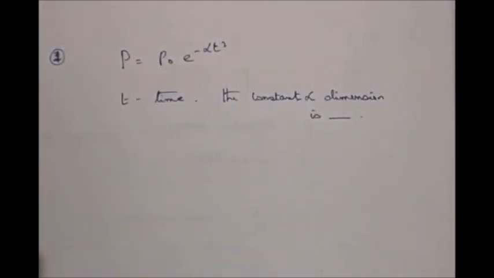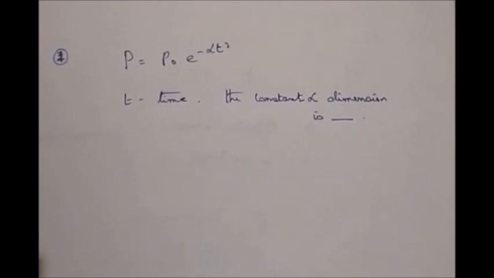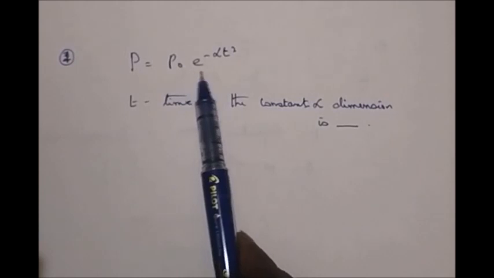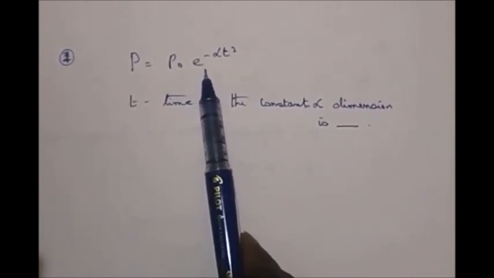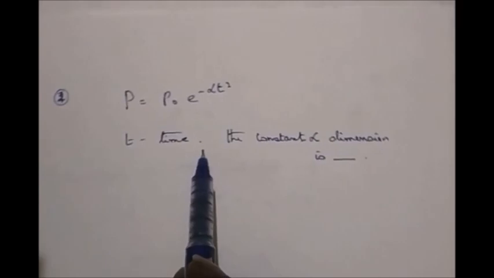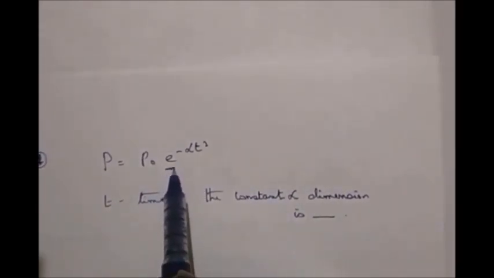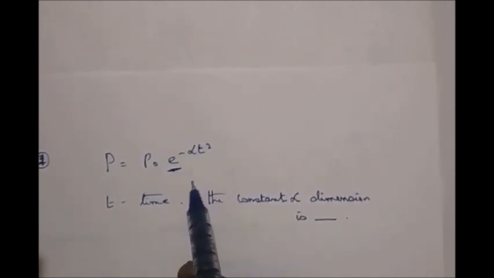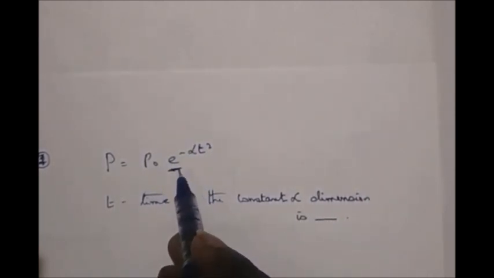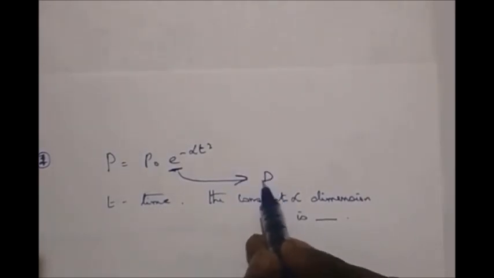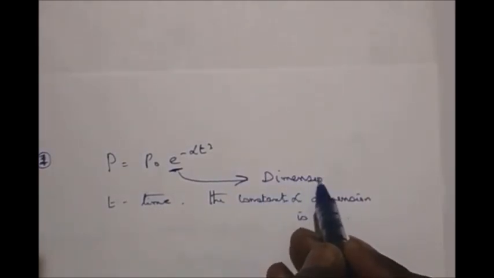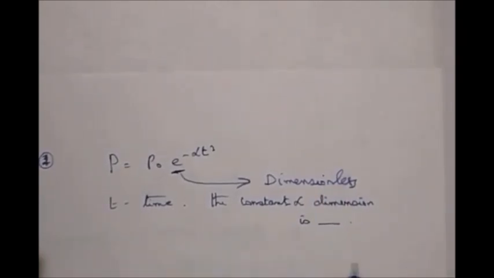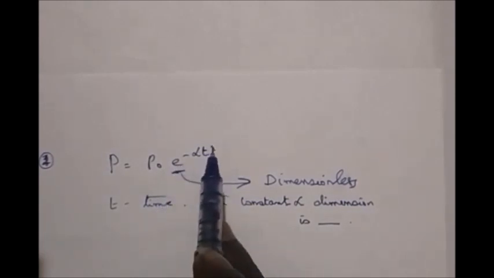So this formula is written here. P is equal to P naught e to the power of alpha t square. Now we are seeing this term for the first time. What is e? e means exponential. Whenever there is an exponential part, remember, the whole thing remains dimensionless. Exponential is also a dimensionless quantity. That is already a written rule. All the exponentials are dimensionless.